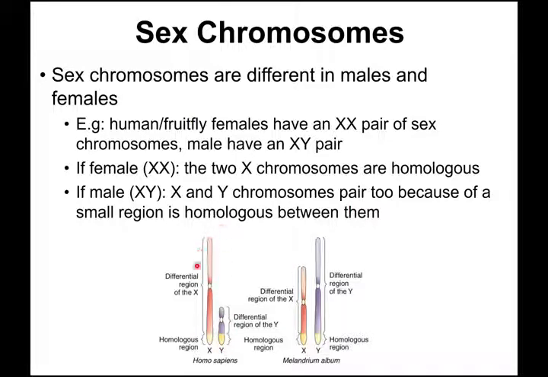When it comes to meiosis, these chromosomes do have a homologous region which allows them to still form the tetrad as well, so to pair with each other and therefore be separated properly in the gametes.